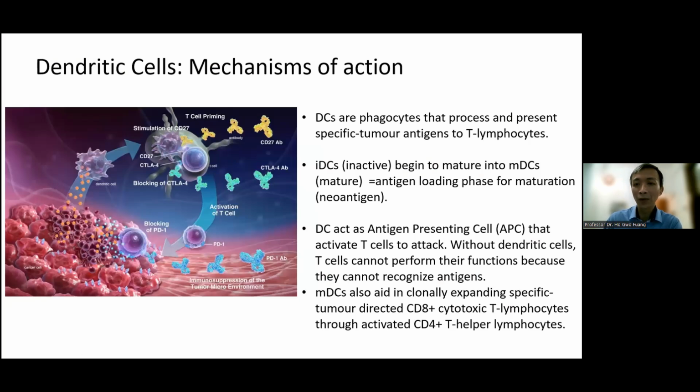Dendritic cells are phagocytes that process and present specific tumor antigen to T cells. The inactive dendritic cells need to mature into mature dendritic cells, loaded with new antigen, to be functional. Dendritic cells act as antigen-presenting cells that activate T cells to attack. Without dendritic cells, the T cells cannot perform their functions because they cannot recognize antigens. Mature dendritic cells can aid in clonally expanding specific tumor-directed CD8 and CD4 T cells.